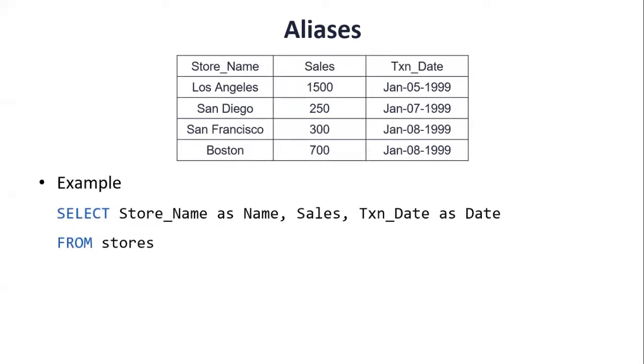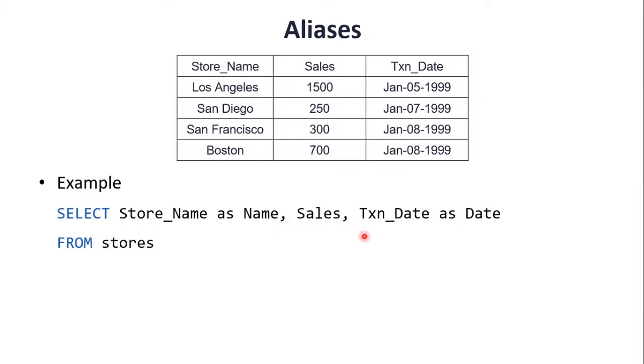So let's check this example here. We have a table with 3 columns: store name, sales, and txn date. As you can see, the column names are a bit long in this table. So we can use an alias to shorten that and get some small and meaningful names. Here we have written an SQL query, select store name as name. So we have given an alias name instead of the column name store name.